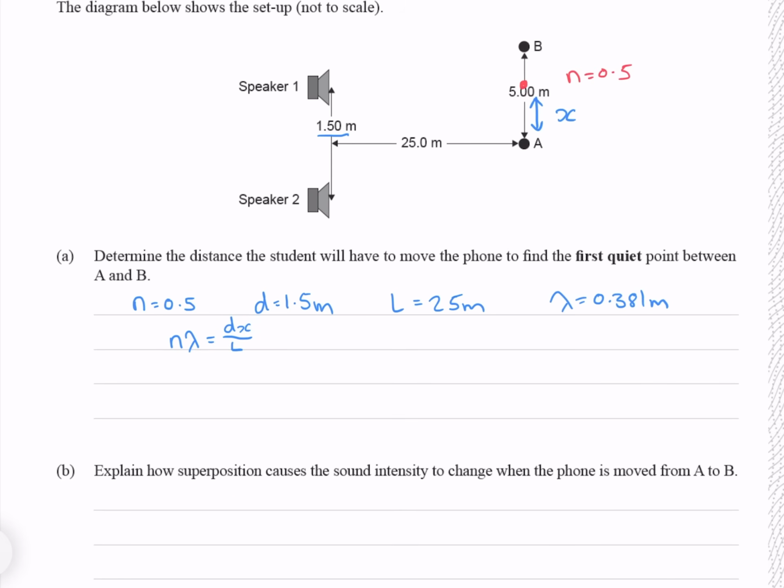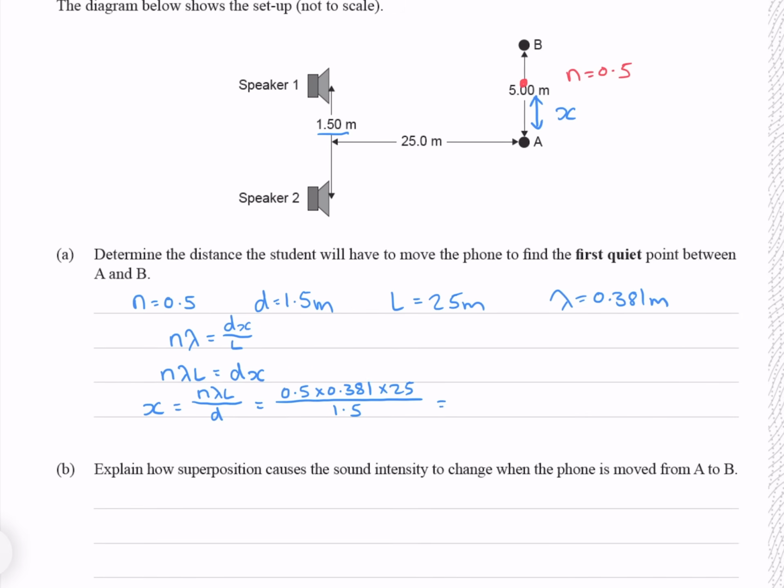We can start to solve this for X by multiplying both sides by L, and then dividing both sides by D, and I'm going to swap them around. Putting our numbers in gives me 3.175 meters, and since we're given 3 significant figures in the question, we'll round that up to 3.18.